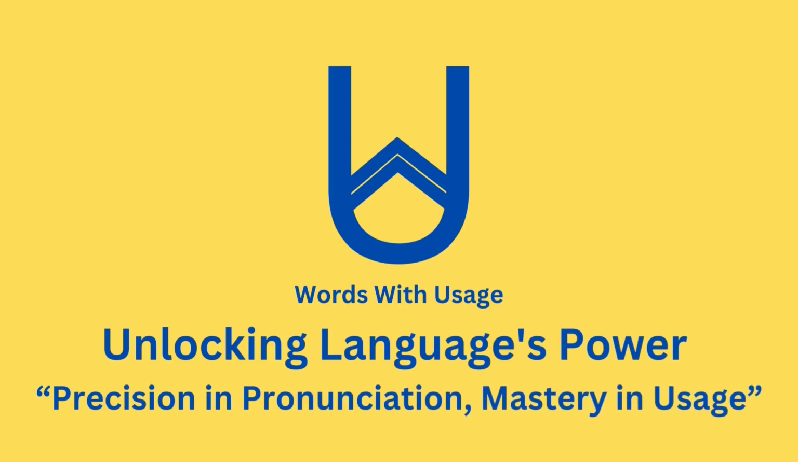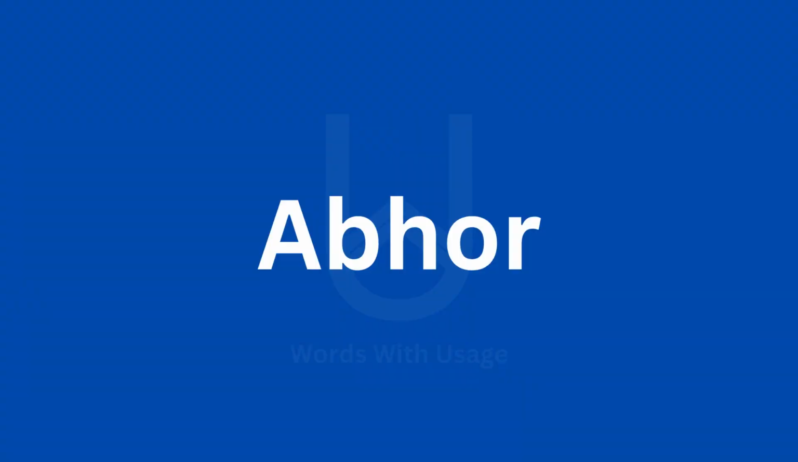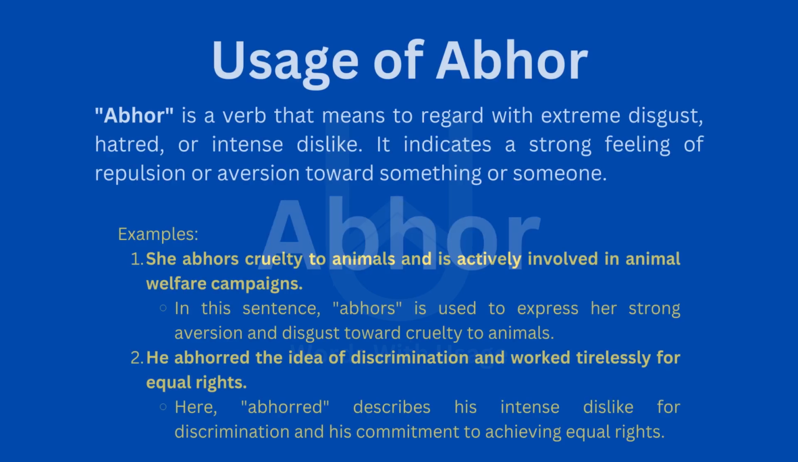In this video, the word is abhor. Abhor. Abhor is a verb that means to regard with extreme disgust, hatred, or intense dislike. It indicates a strong feeling of repulsion or aversion towards something or someone.